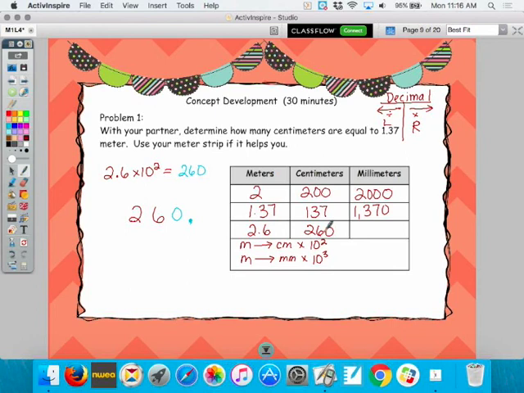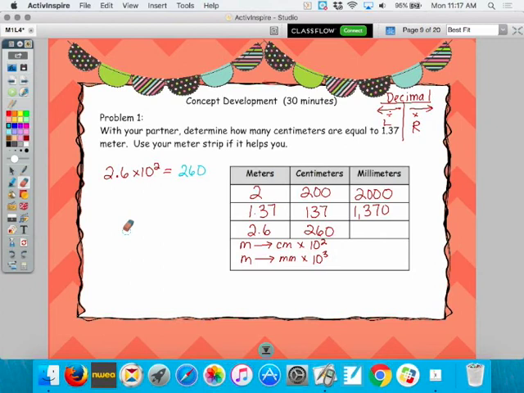Okay, so now we don't have to use the decimal hop on the next one because we have a whole number we can work with. How many place values, boys and girls? Look up at the place value chart. How many place values between centimeters and millimeters? 1. So I can use my 0 trick.